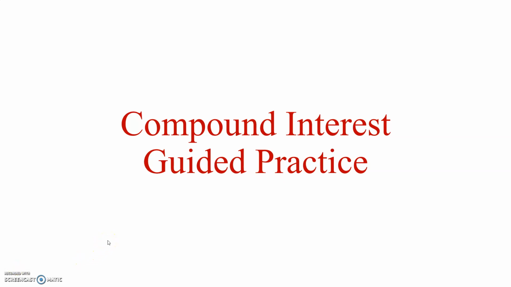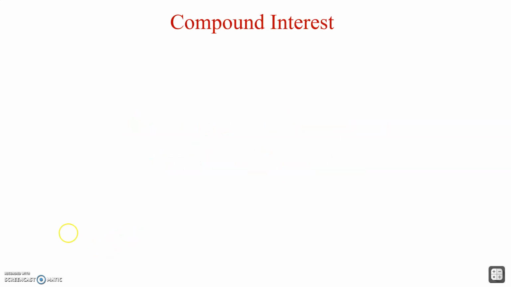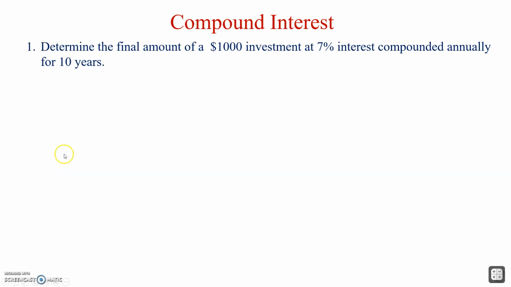Alright, in this video we'll be doing a few guided practice, some sample problems for compound interest. We've got 4 problems we'll work through. First problem, determine the final amount of a $1,000 investment at 7% interest compounded annually for 10 years.